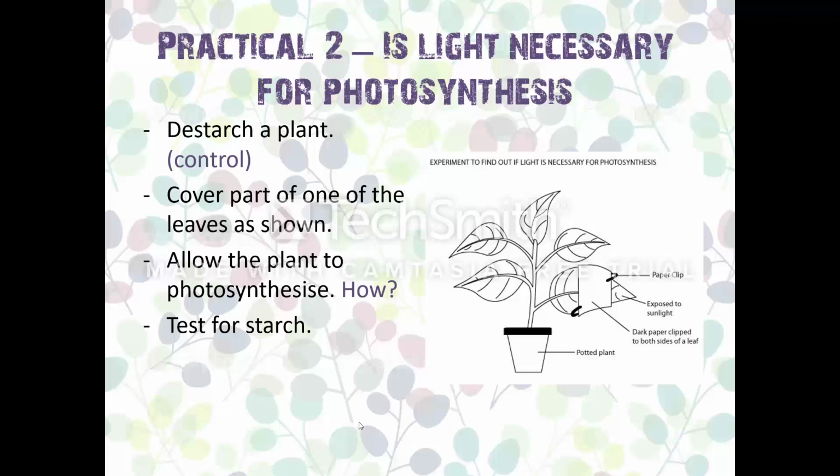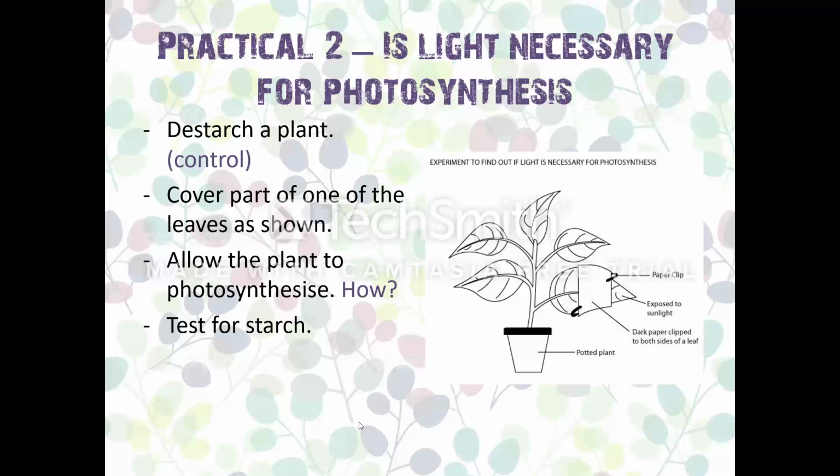Okay. Hypothesis. What do you think is going to happen? Radiant energy is required for photosynthesis to take place. Method 1. De-starch a plant. Okay. We have to de-starch the plant. I told you just now. We have to de-starch it to be able to start off with a control. If I'm starting off with a leaf that already has photosynthesis, how am I proving anything? Okay, so I'm using my de-starched leaf as a control.